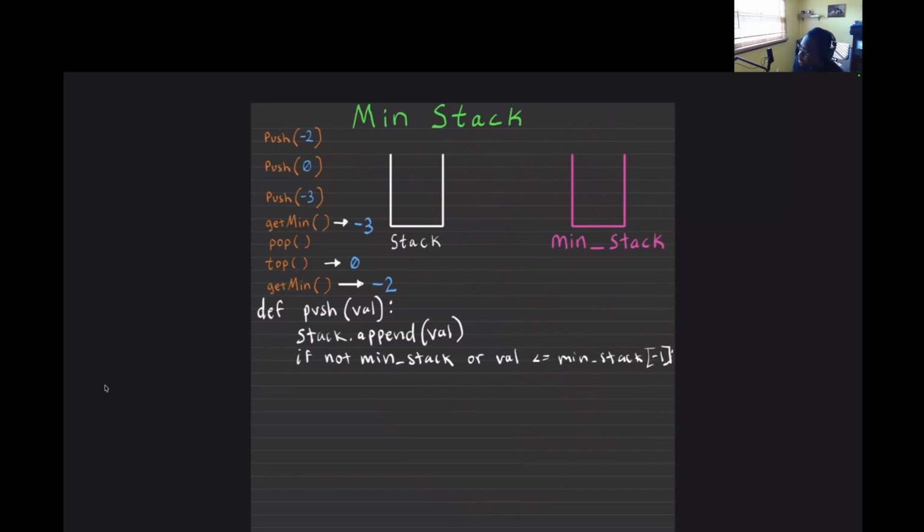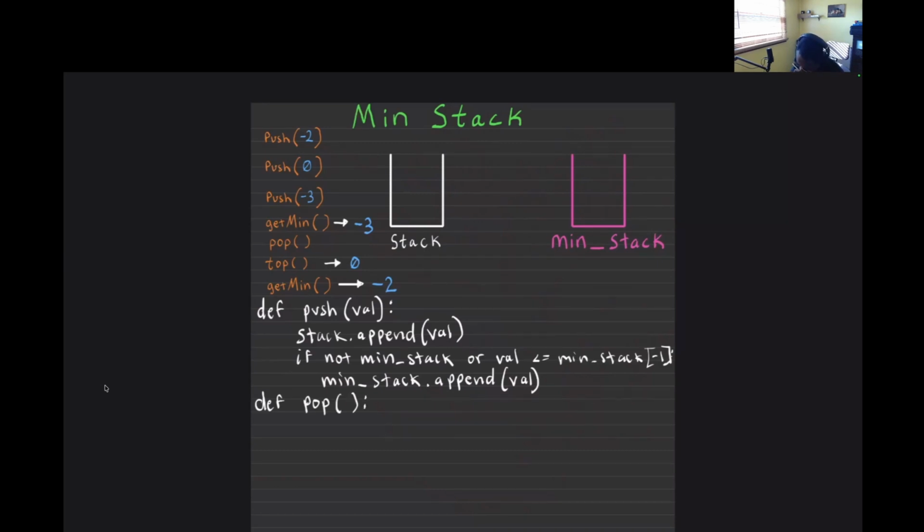Then we're going to append onto the min stack the value, right? Great. So that's the push method. We can move on now to the getMin. Okay, so actually let's do pop next. So define pop, all right?